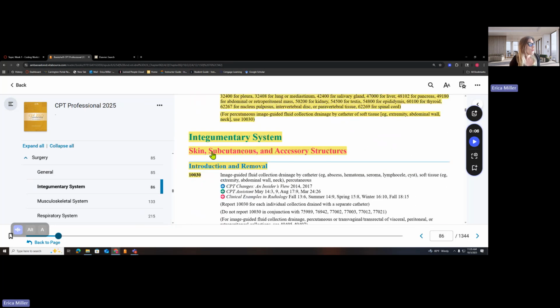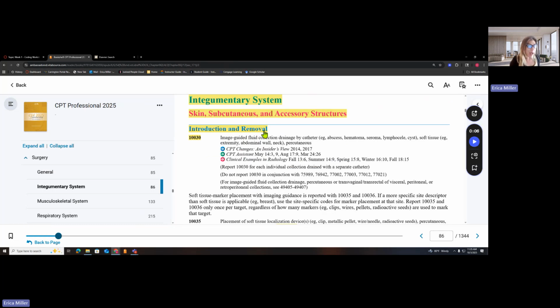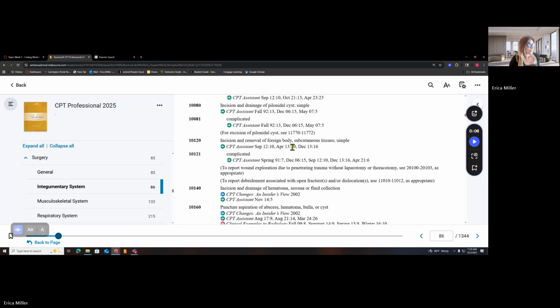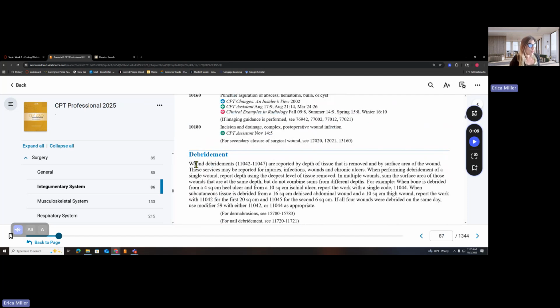So again, when you see green, that is a body system. Red is the specific section that the following codes are representing. And then anything in blue is the type of procedures that can be performed to that particular subsection. So to the skin, subcutaneous, and accessory structures, you can do introduction and removals. There's some incision and drainage codes. Debridement, wound debridements.